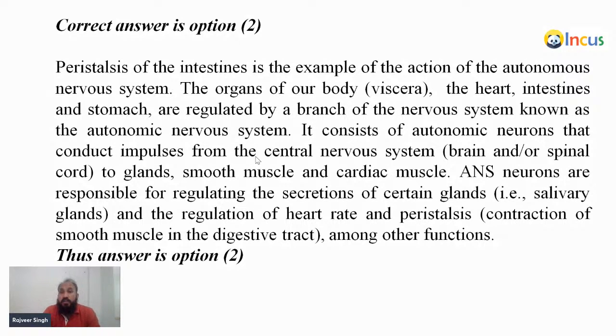It consists of autonomic neurons that conduct impulses from the central nervous system, brain or spinal cord, to a gland, smooth muscles, and cardiac muscles. ANS neurons are responsible for regulating the secretion of certain glands, such as the salivary glands, and the regulation of heart rate and peristalsis, contraction of smooth muscles in the digestive tract, among other functions. So the answer will be second.